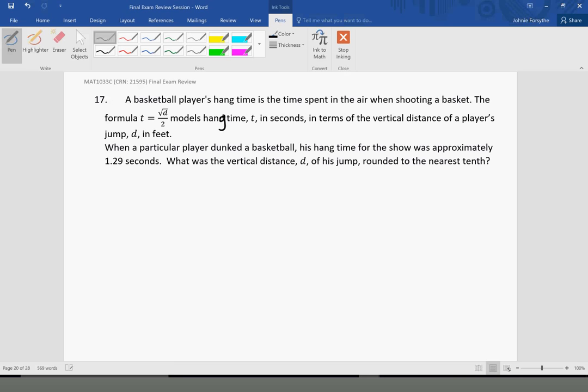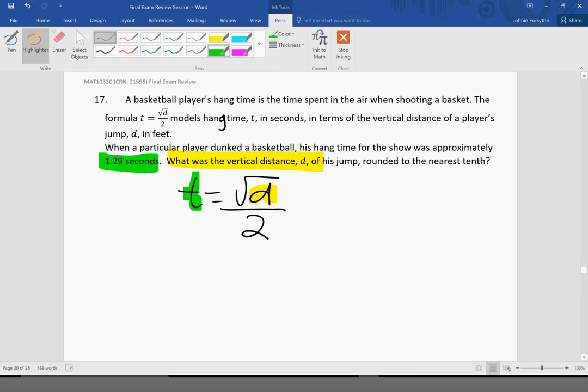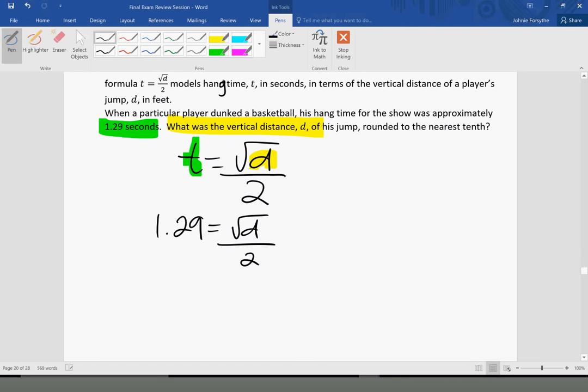So long story short, we're going to use the formula T equals the square root of D over 2, and we're going to solve for D. So that means we have to know the other variable. T is the time in seconds. T is going to be 1.29. So we're going to say 1.29 equals the square root of D divided by 2. And we're going to solve for D.